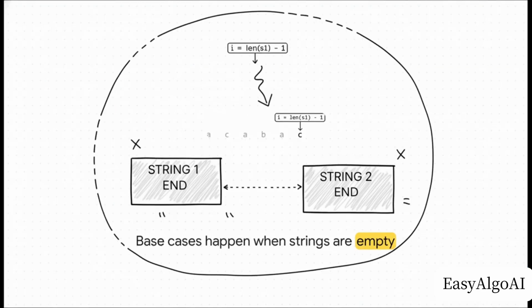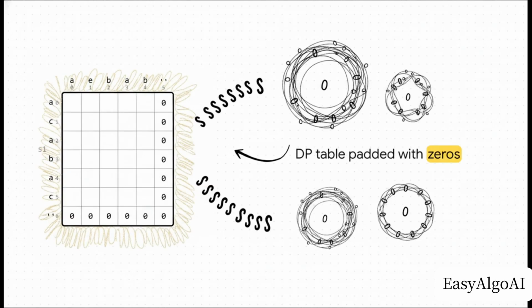Every dynamic programming solution needs a starting point, right? Or rather, an ending point. We have to establish our base cases. What exactly happens when we've completely run out of characters in one or both of our strings? The answer is naturally 0. If one string is empty, the longest common subsequence is just 0.